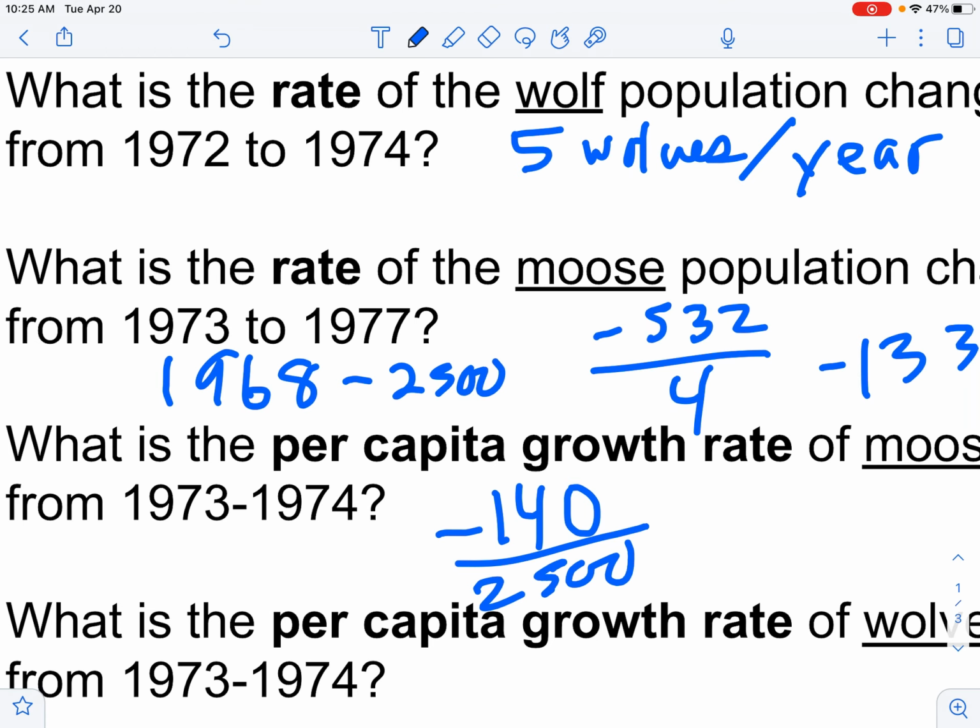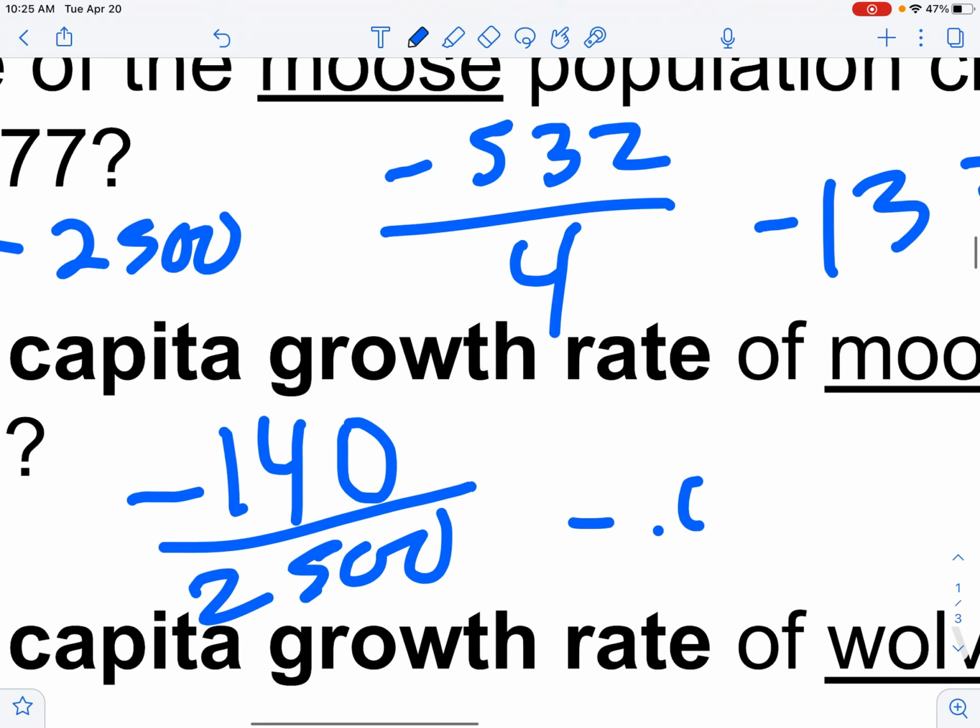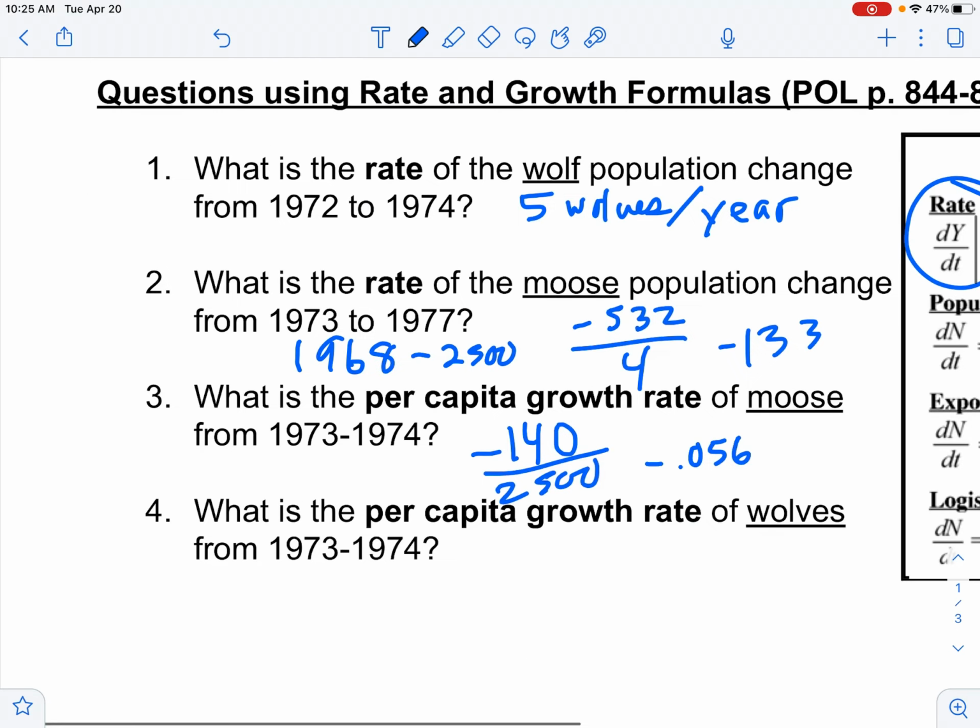Negative 0.056 is the per capita growth rate, moose per year.